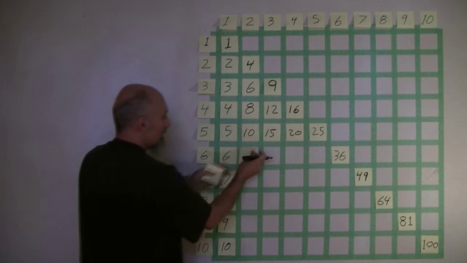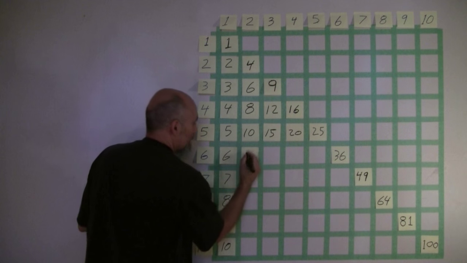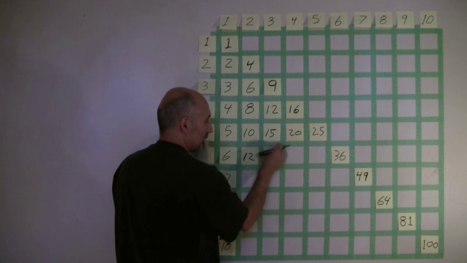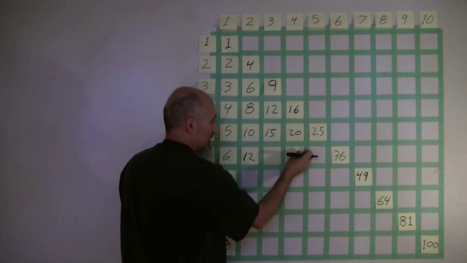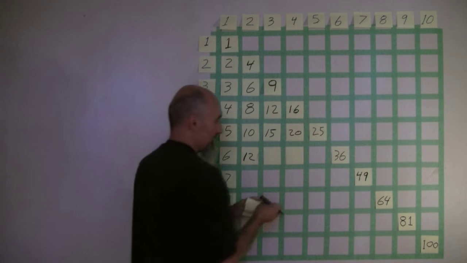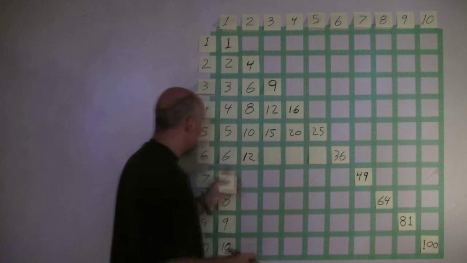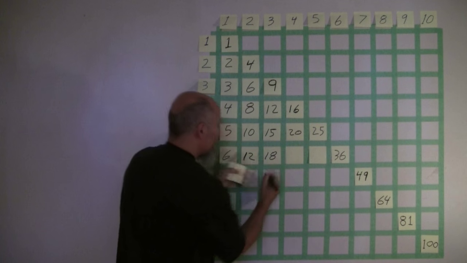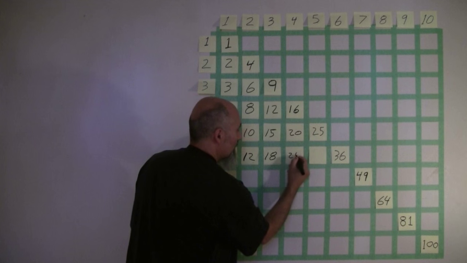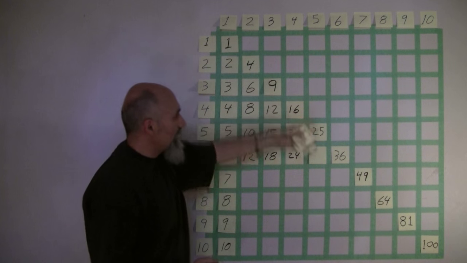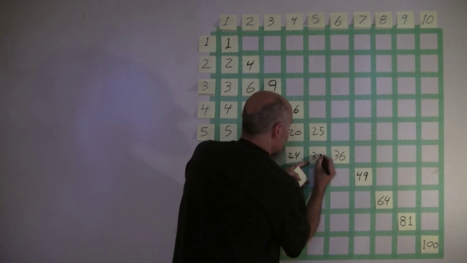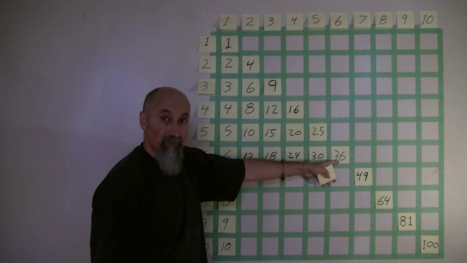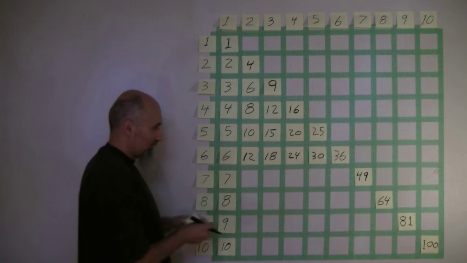6, 6 times 2 is 12. Let's put the post-it notes up. Little stickies up. Right. 6 times 2 is 12. 6 times 3 is 18. 6 times 4 is 24. 6 times 5 is 30. Right. 6 times 6 is 36. Right. Let's do the whole thing.